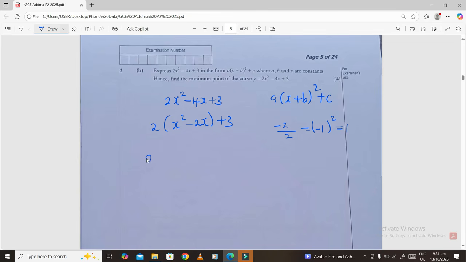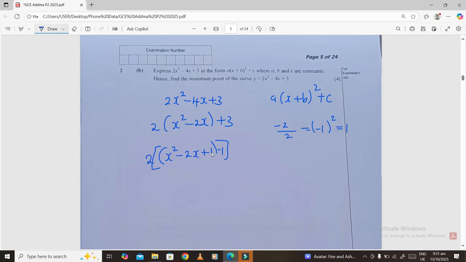Now, we can now say 2 open bracket x power 2 minus 2x plus 1. Okay? Plus 1. Okay, I want you to see something.